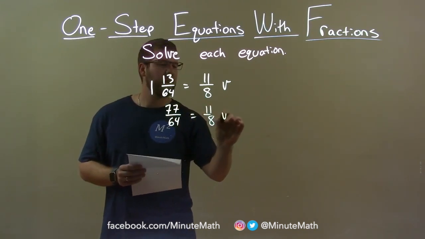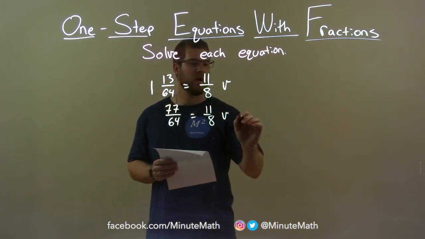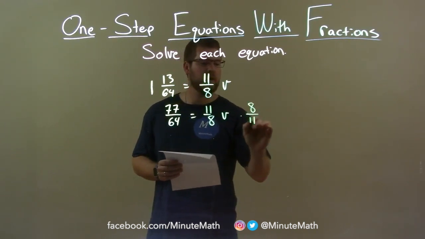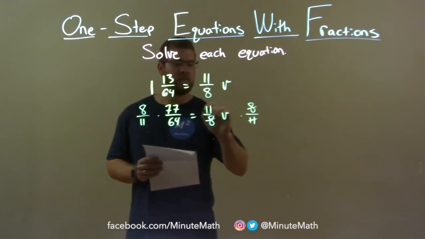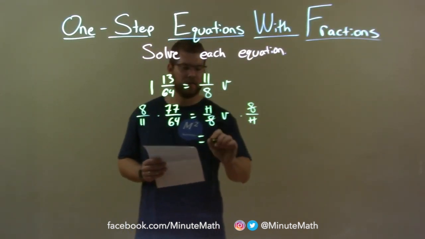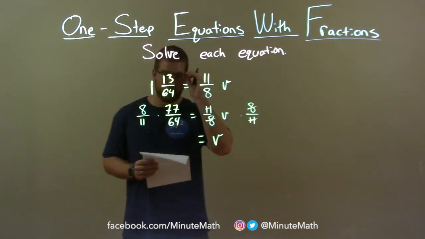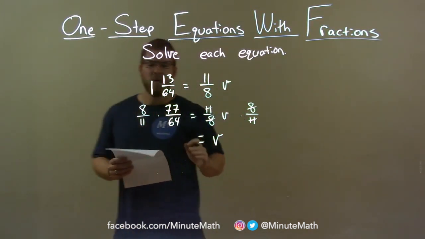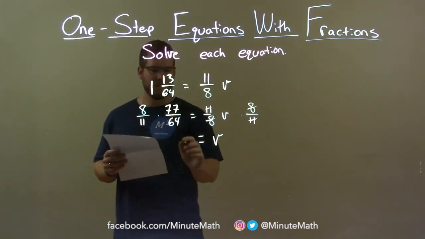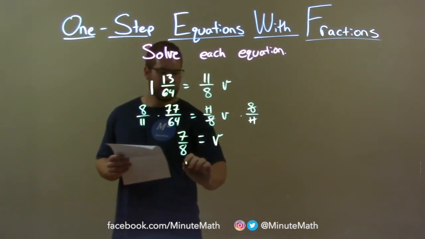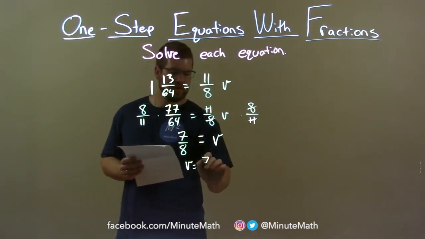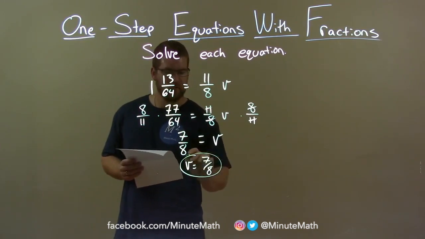And this is just going to help us when we multiply both sides by 8 over 11. That cancels the 11 over 8 on the right-hand side, gives me v by itself there, which is what I wanted. And then we multiply this out and simplify. This does simplify to be 7/8 when we multiply it out. Now I can rewrite it, have v come first, so v equals 7/8, and there we have our final answer.